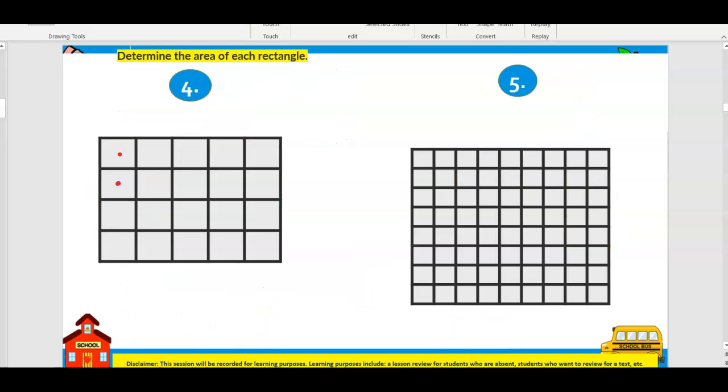Again, you can count, right? 1, 2, 3, 4, but in this case, I probably wouldn't count all of them. I would just count the 4 here and then go across the top, 1, 2, 3, 4, 5, and just go 20. 20 units squared.